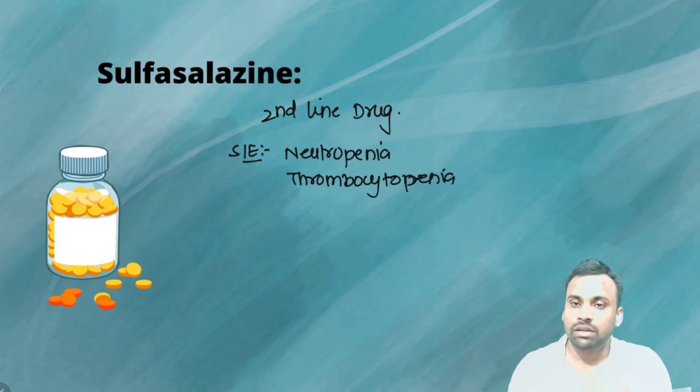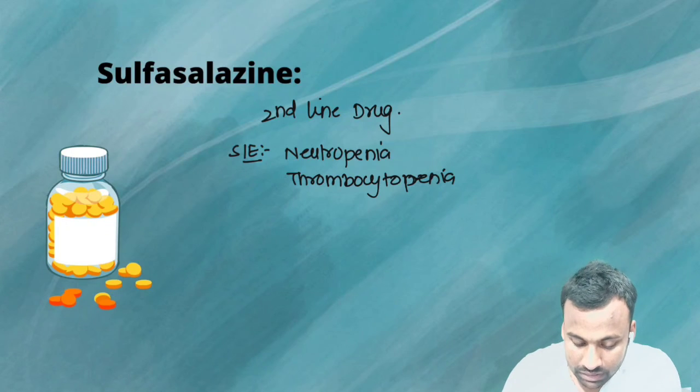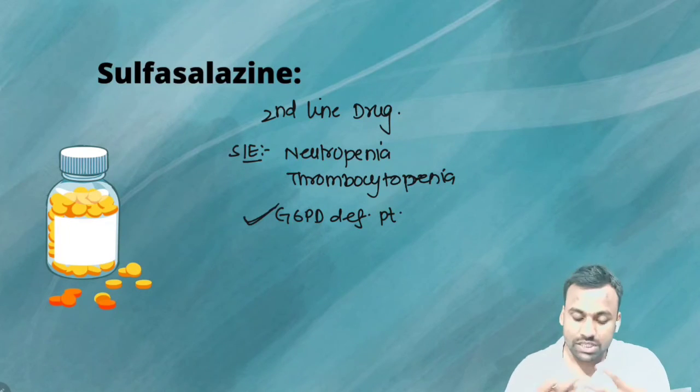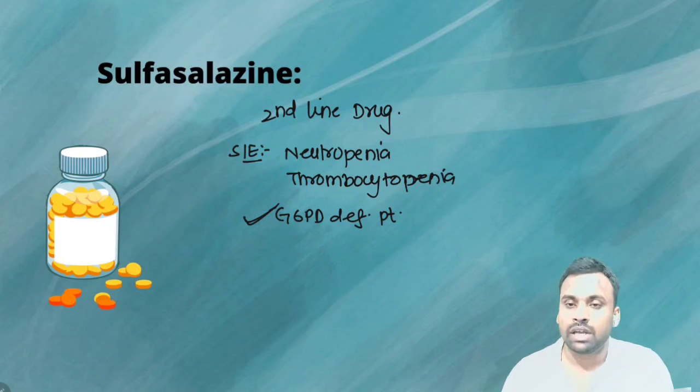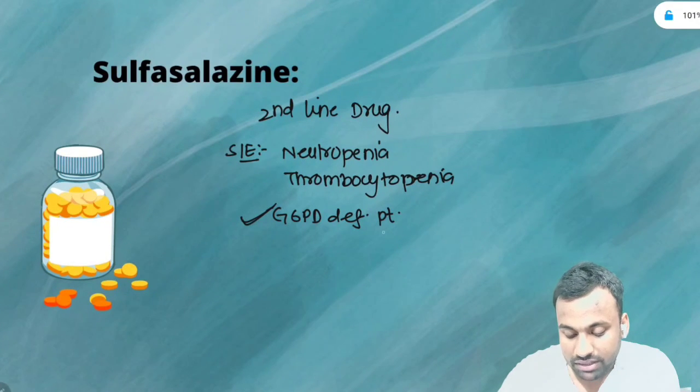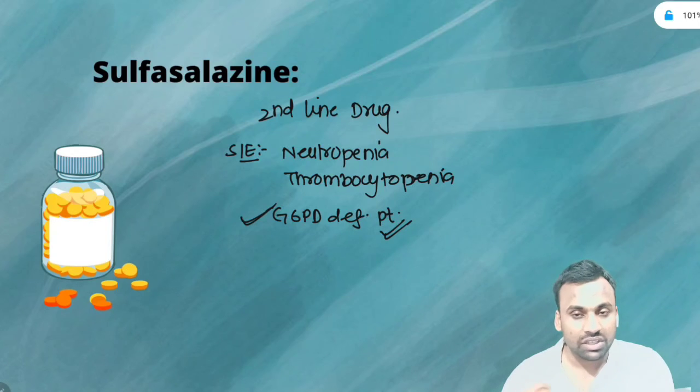We can also avoid this type of drug in G6PD deficient patients, because if we give it in G6PD deficiency, it can lead to severe hemolysis, and the patient may go into an emergency condition. Due to this, we should avoid these drugs. Or if you want to give sulfasalazine to a patient, you must check for G6PD deficiency.